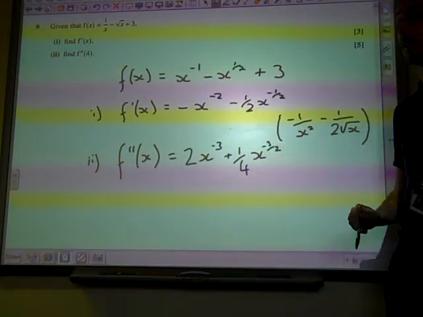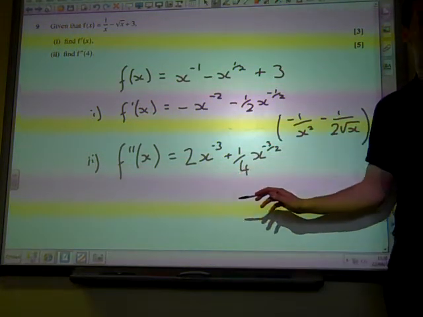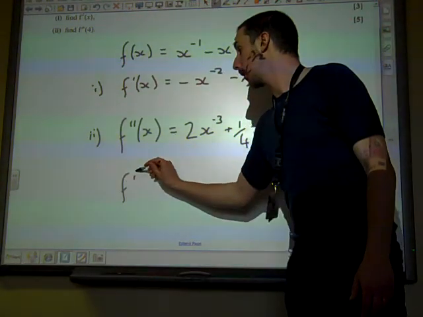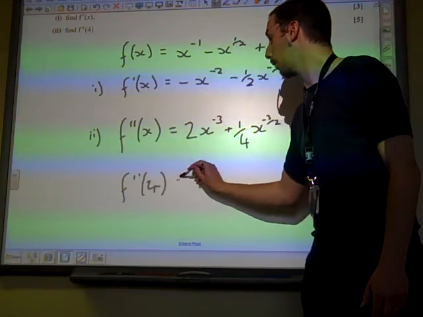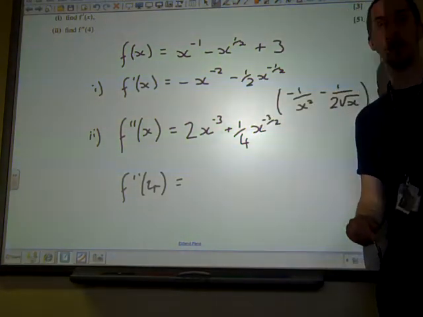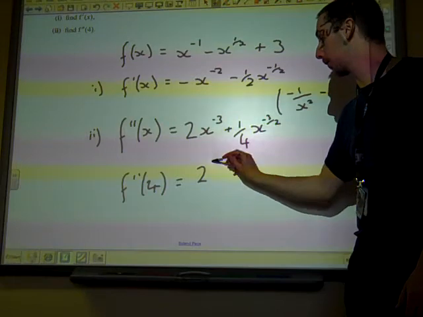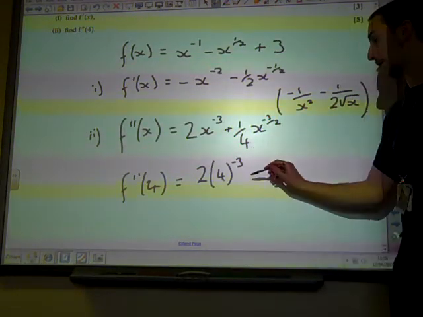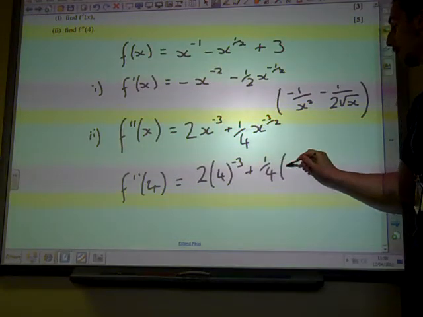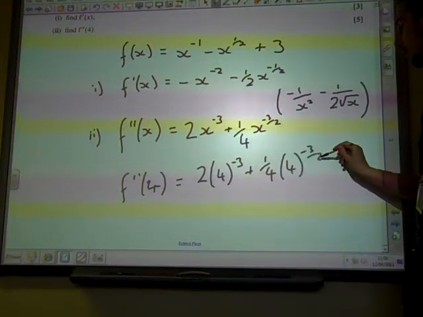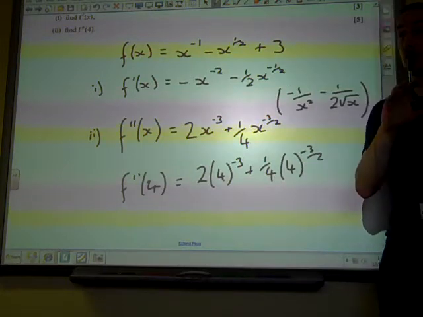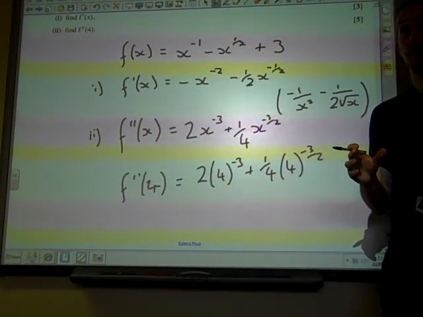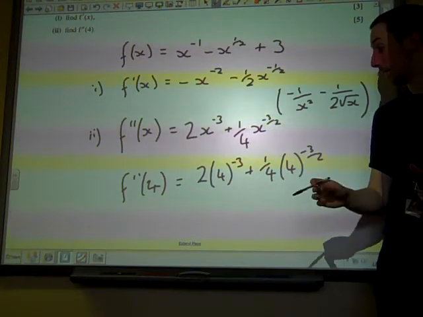Okay. Now the tricky thing here is this said, evaluate it when x equals 4. So f double dashed of 4, we now need to put 4 into this. This is a non-calculator module. 2 times 4 to the minus 3 plus 1 quarter of 4 to the minus 3 over 2. And with a lovely kind of symmetry, this brings us back round to the first thing we did this morning, nearly 3 hours ago, about indices.